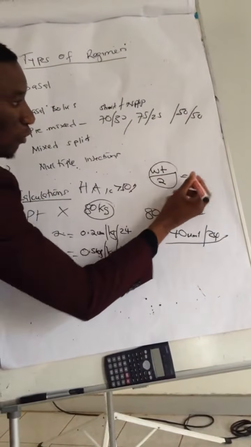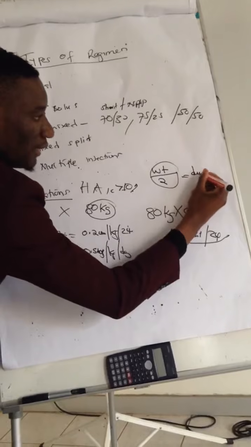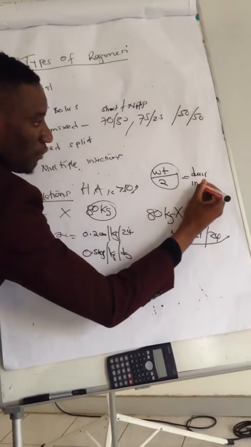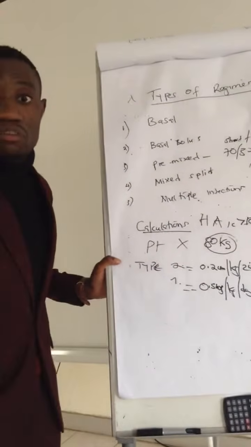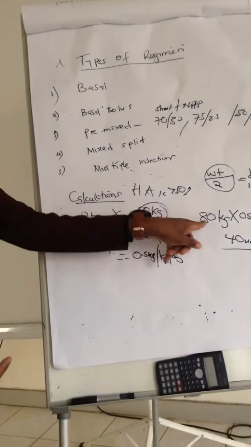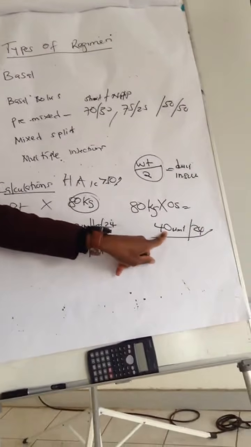This gives you what we call the patient's daily insulin requirement for this patient. Just divide by 2, simple, because it's 0.5 per kg. So we have the 80 kgs here. How do you give the patient now? So this patient requires how many? 40 units in 24 hours.